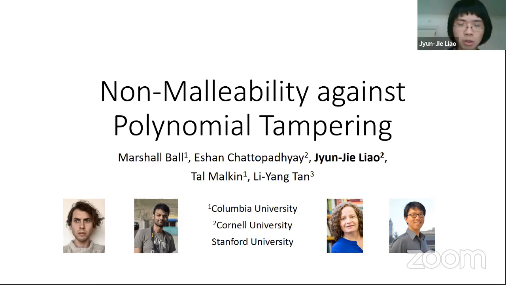So the title of our work is Non-Malleability against Polynomial Tampering. And this is a joint work with Marshall Ball, Ishan Chattopadhyay, Tom Hawkin, and Liang Tan. Because of the time constraint, I will only give a brief summary of our main results. And if you are interested in the technical parts, please check our YouTube video or the paper.